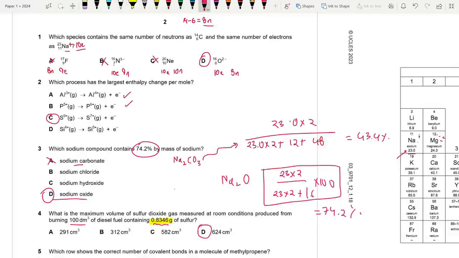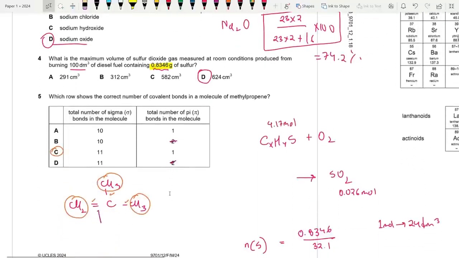So that's the gist. Number 4, what is the maximum volume of sulfur dioxide gas measured at room conditions produced from burning 100 dm cube of diesel fuel containing 0.8346 grams of sulfur? Alright, so the general idea is we need to form an equation of this diesel fuel. I named it as CxHyS. It is burnt completely in oxygen, and we will end up with sulfur dioxide as a byproduct along with carbon dioxide and water, but that's not our headache currently. We're just dealing with sulfur dioxide, okay?